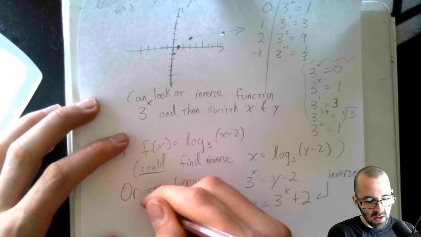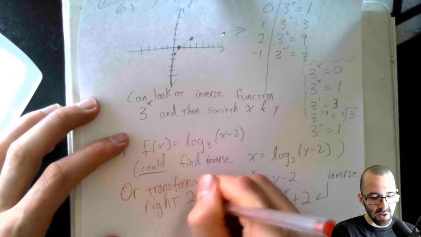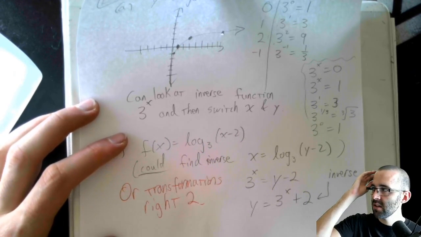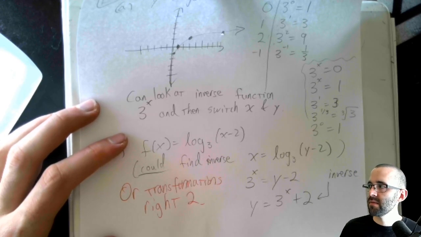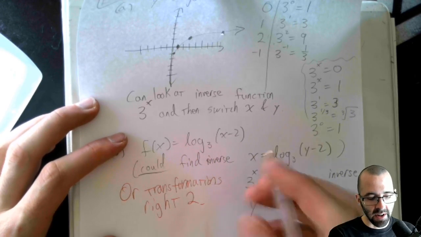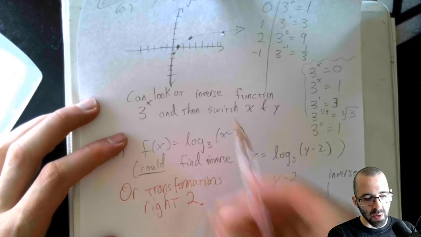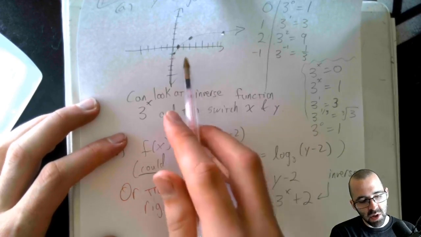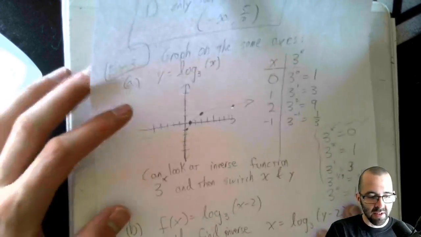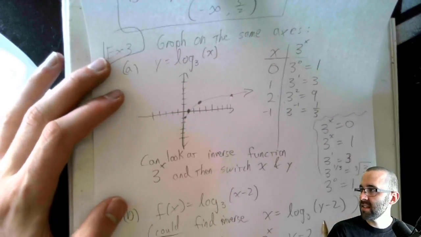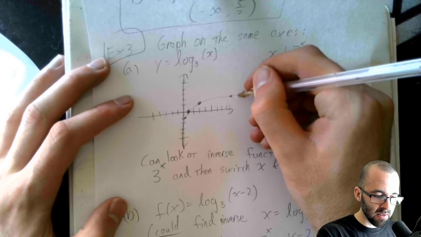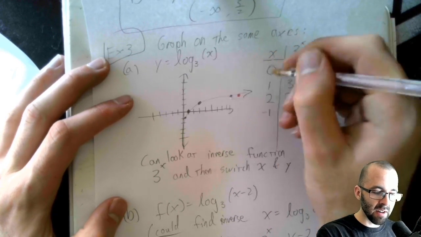Right? To say everything is right 2. So multiple options for this section. All right, so what we're going to do for the class is just move every point on this graph right 2, because we were supposed to do it on the same axes. If this point gets moved right 2, it just becomes right there.